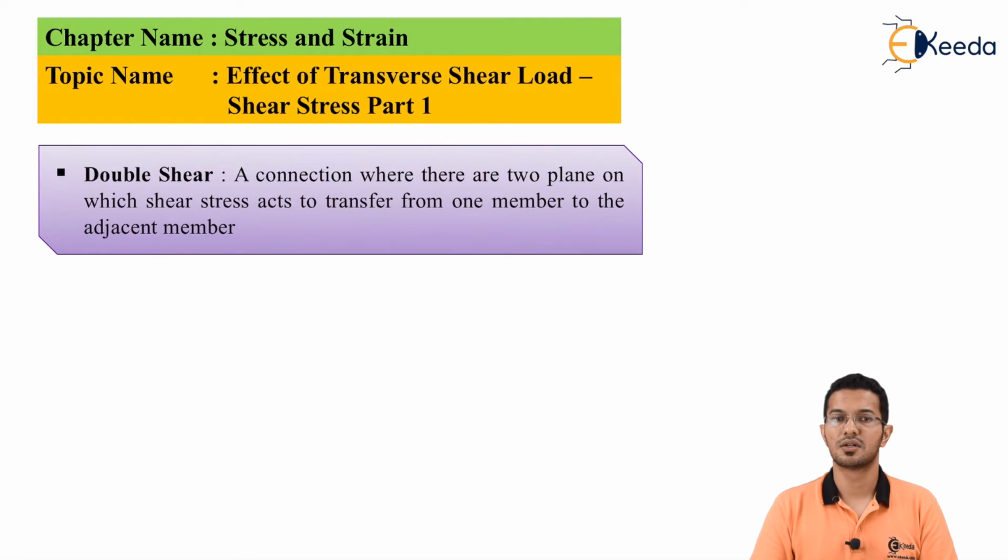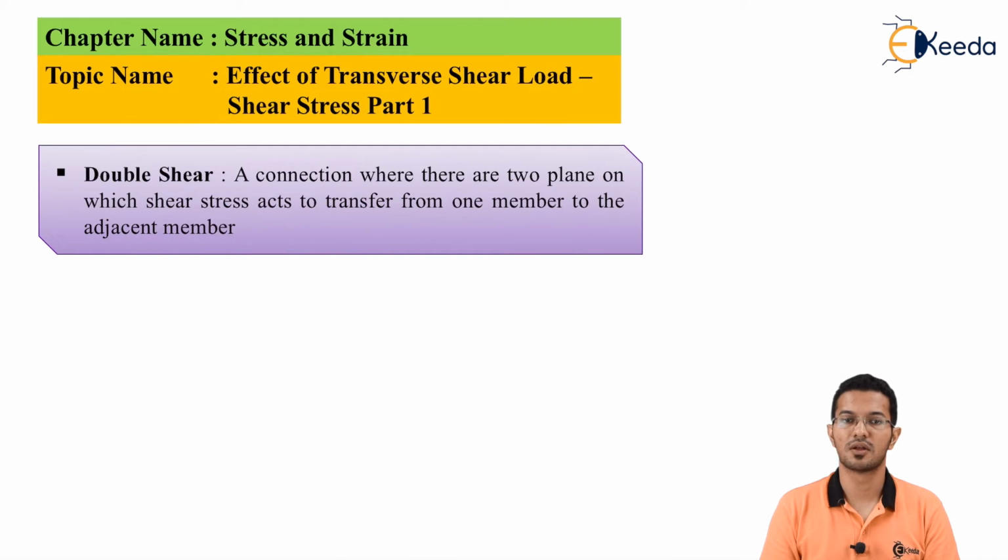Now let's discuss double shear. Double shear is nothing but a connection where there are two planes on which a shear stress acts to transfer from one member to the adjacent member. Let's write it down. It is nothing but a connection where there are two planes on which shear stress acts to transfer from one member to the adjacent member.